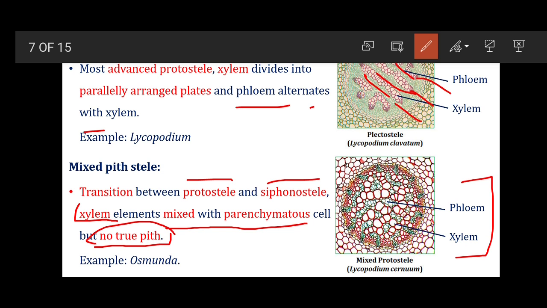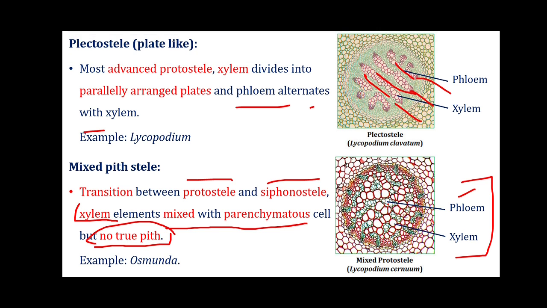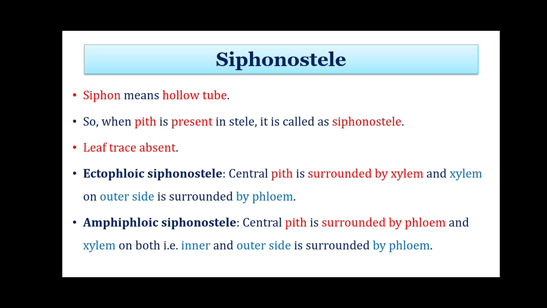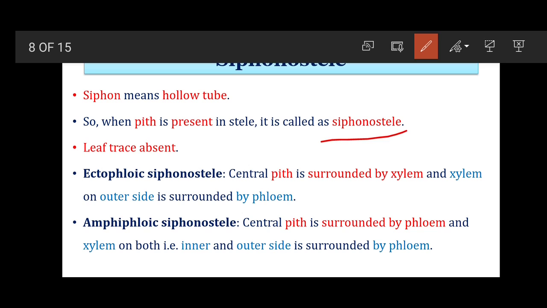In this image, you can see the various xylem elements, they are mixed with the parenchymatous cells and phloem. Now later comes the siphonostele. The siphon means a hollow tube. When pith is present, then it is called as siphonostele. Here leaf traces, they are absent. It is of two types, ectophloic and amphiphloic.